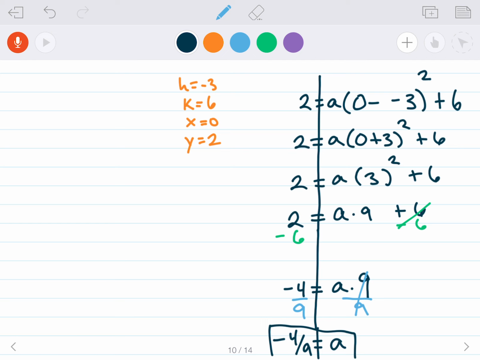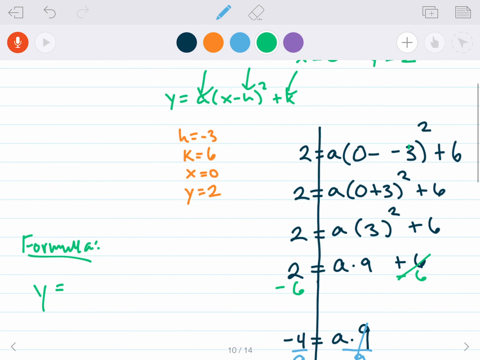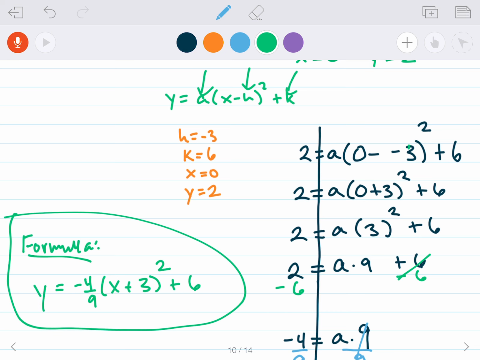So my final answer, my formula, is going to be the vertex form, but only replacing a, h, and k. So I have y equals, well, I just found a. It's -4 over 9, times (x minus h). Well, the double minuses become a plus. Plus k. So this is my answer here.